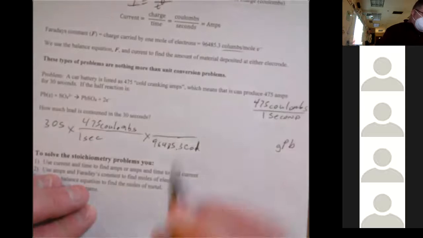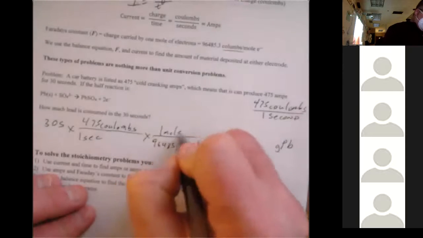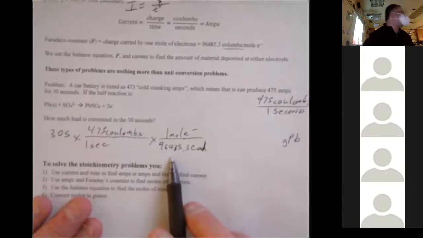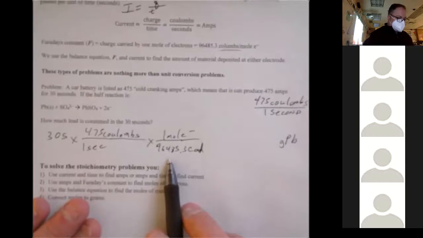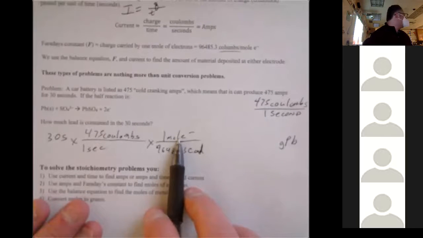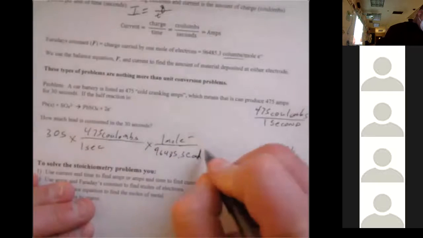Coulombs is 1 mole of electrons. So that means it takes this much charge to get rid of 6.02 times 10 to the 23rd electrons. And every 2 moles of electrons is how many moles of lead?